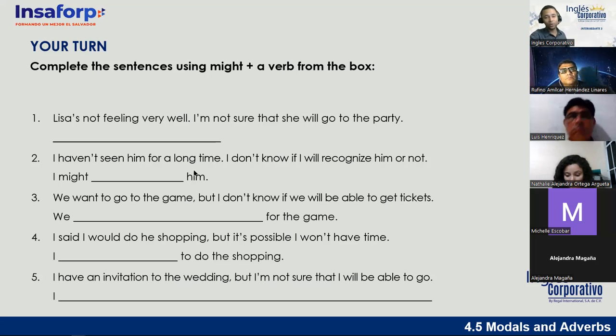But before that, let me explain. Casi me olvidé explicarlo. So complete the sentences using might and a verb. Sorry, I think I didn't change the instruction. Bueno. No le hagan caso a la instrucción, se me olvidó cambiarla, lo siento. Lisa is not feeling well. I am not sure that she will go to the party. So, what do you say? Lisa might not go to the party. ¿Qué vamos a hacer acá? Todas son negativas. Vamos a ver acá.